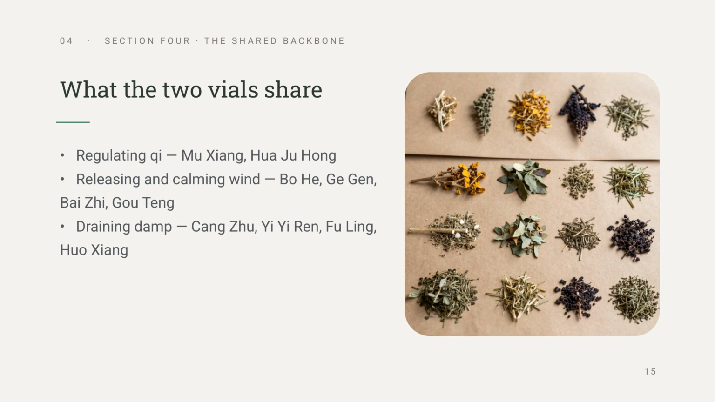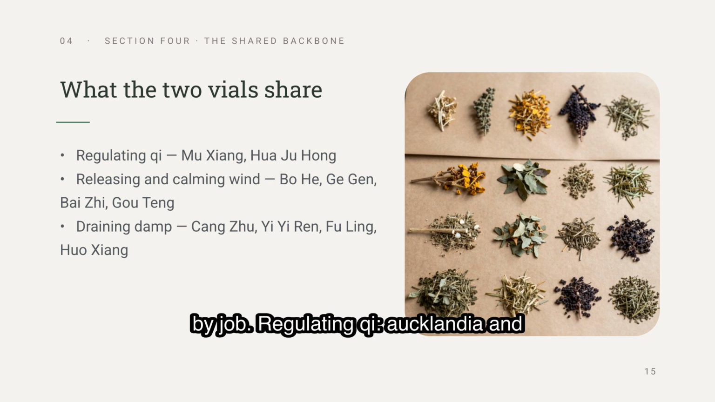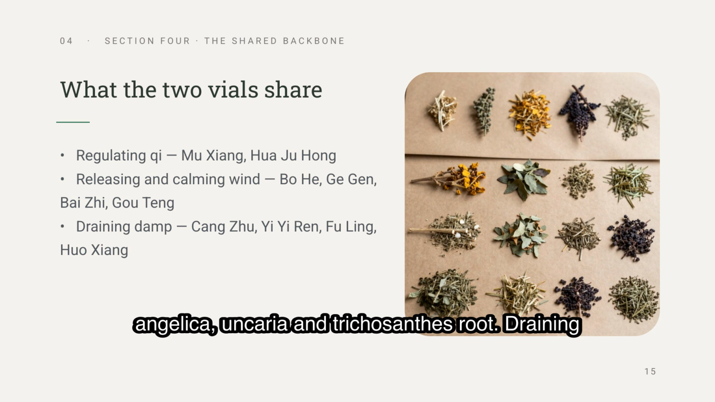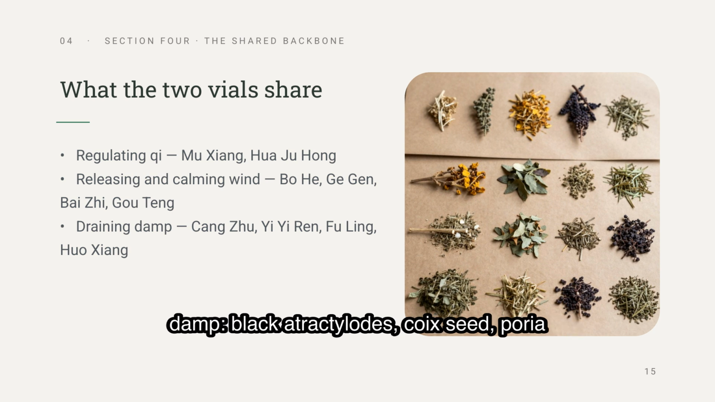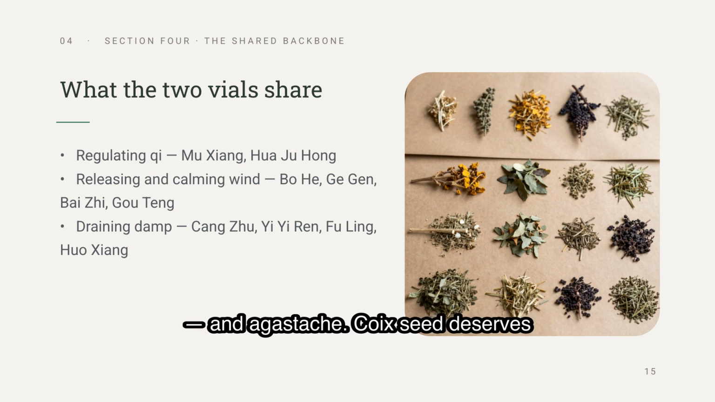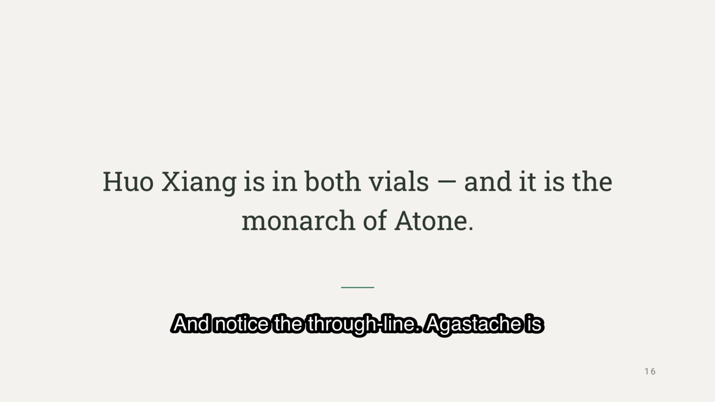They share a backbone grouped by job. Regulating qi: aucklandia and red tangerine peel for bloating, pain, and the tension that lands in digestion when life gets loud. Releasing and calming wind: mint, kudzu, fragrant angelica, uncaria, and trichosanthes root. Draining damp: black atractylodes, quackseed, poria, and agastache. Quackseed deserves its own note. The line describes it washing the intestines by improving fecal moisture and peristalsis, and repairing the intestinal wall by supporting epithelial growth.